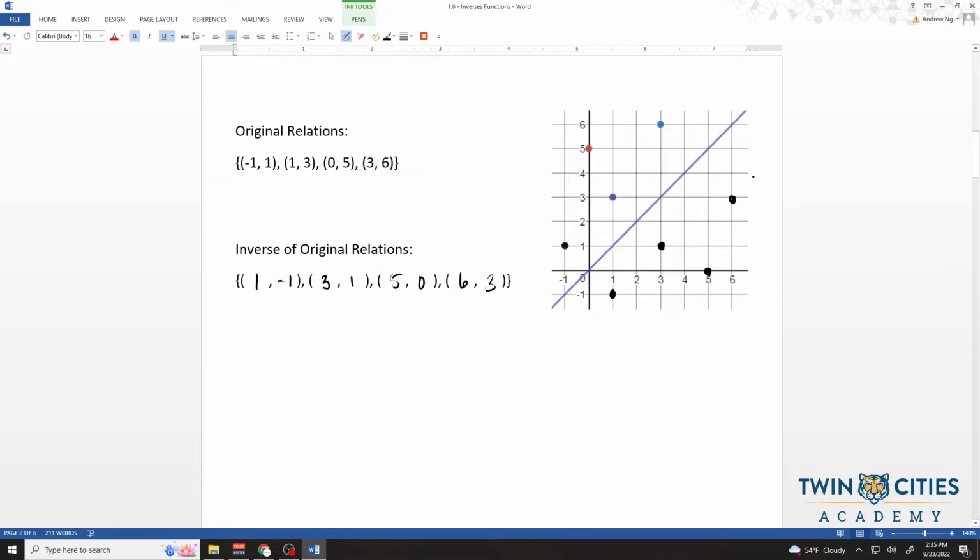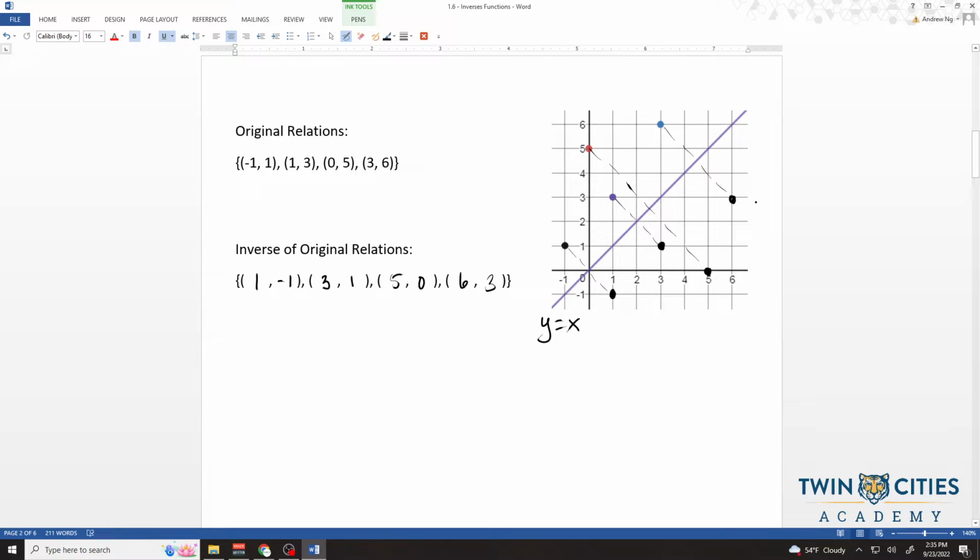Well, what do we notice? These points right here are symmetrical. They're equidistant from this diagonal line, and they're symmetrical about this diagonal line. What you see on this side, you will find over here, as if it were mirrored. And what is this line? This line is y equals x.